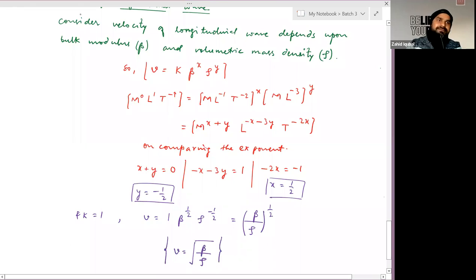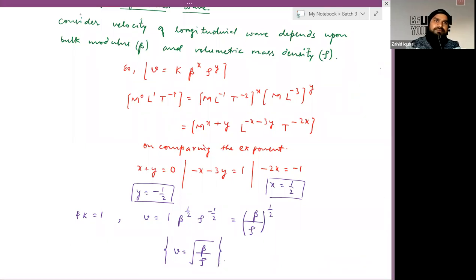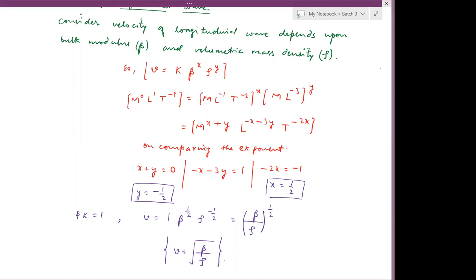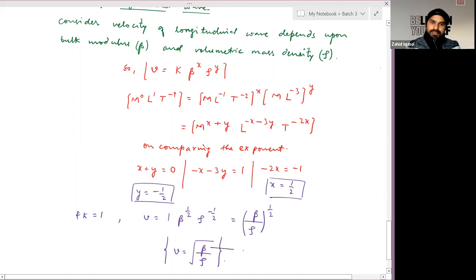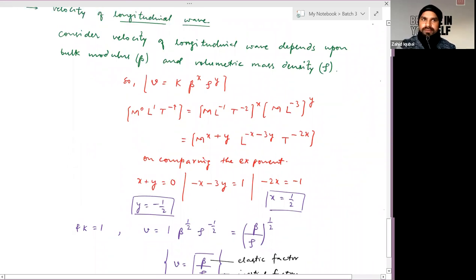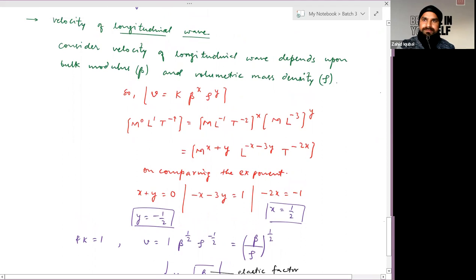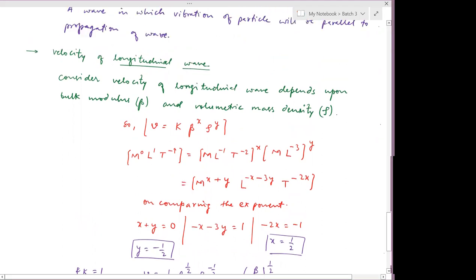Atif, is it clear? Yes. In this part, beta is also called the elastic factor, and this rho, which is the mass depending factor, is called the inertial factor. So we can say velocity is also equal to root under elastic factor by inertial factor. Yusuf, any doubt? No, sir. Okay, just write it down.